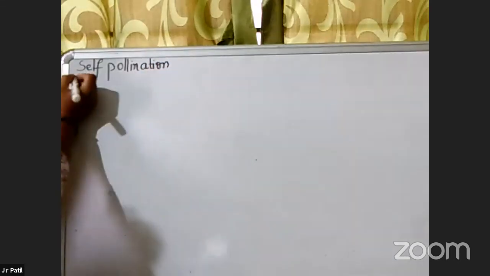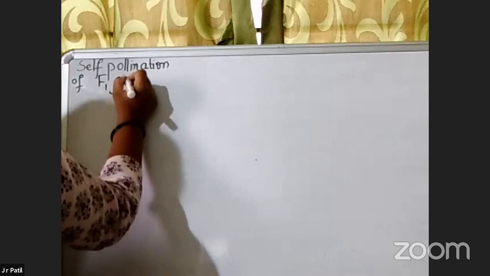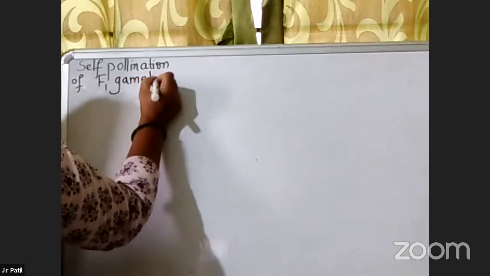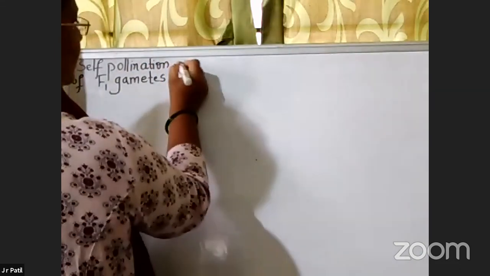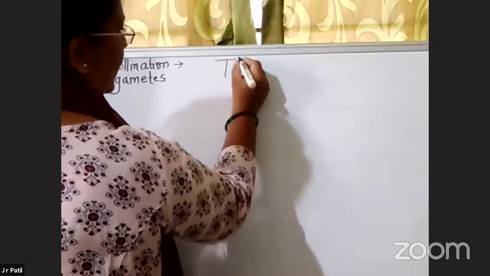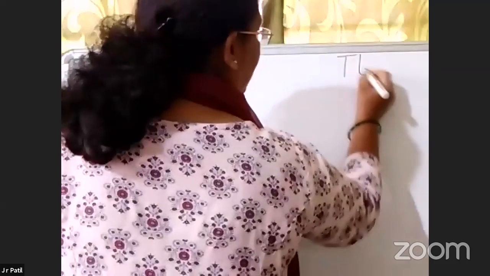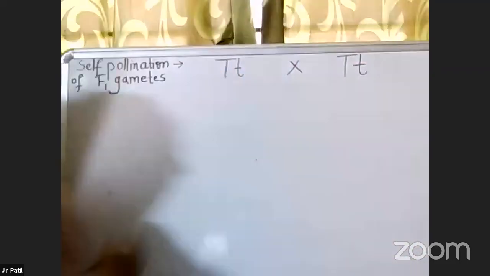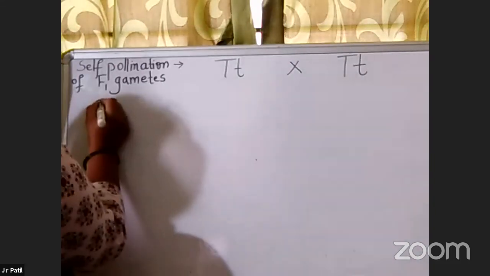Self-pollination of what? F1 gametes. F1 means first generation: one capital T and one small t. Now they undergo self-pollination. What will be the gametes? Tell me.